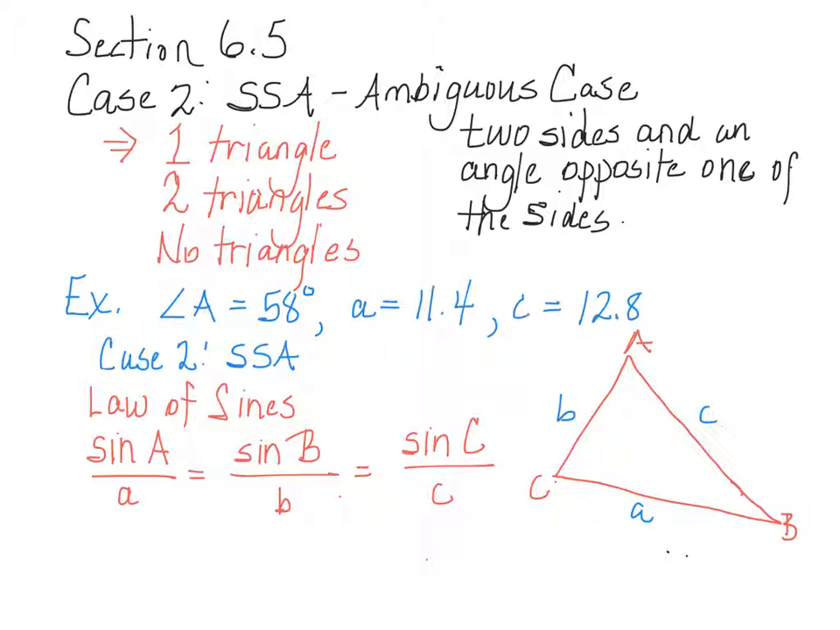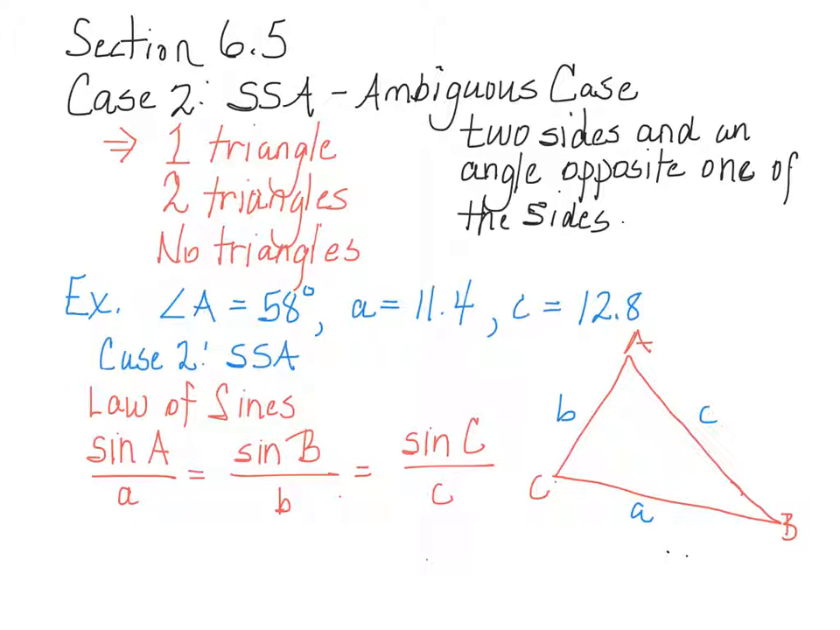Let's consider this example. Let's say you're given angle A is equal to 58 degrees, side A is equal to 11.4 and side C is equal to 12.8. When you look at this, you can see that you have an angle and two sides, and the fact that one of the sides is opposite the other angle lets you know that this is the ambiguous case. Essentially, you have two of the same letters. So this is case number 2, side side angle. We have to determine whether we have one triangle, two triangles, or no triangles to solve.